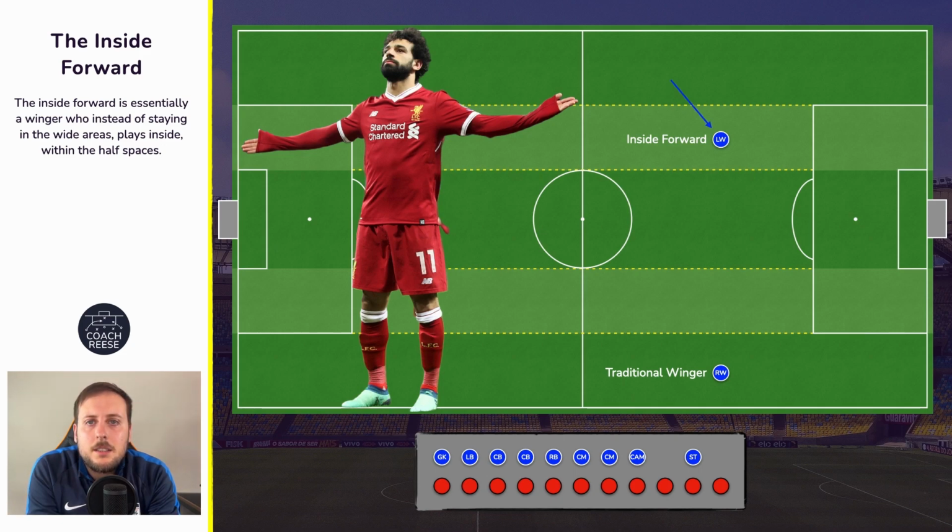So that's a look at the inside forward. We've taken a look at what it is, how it can be used, and some of the benefits.